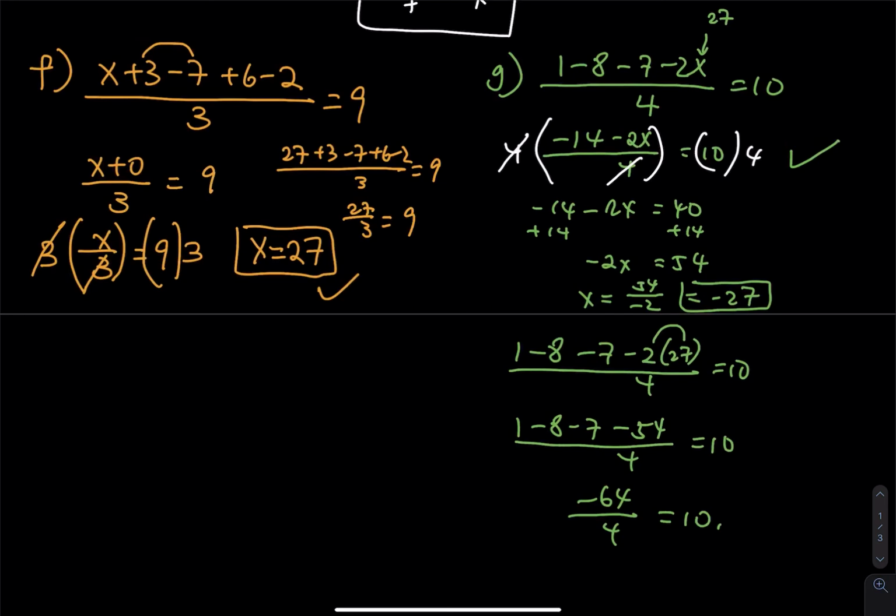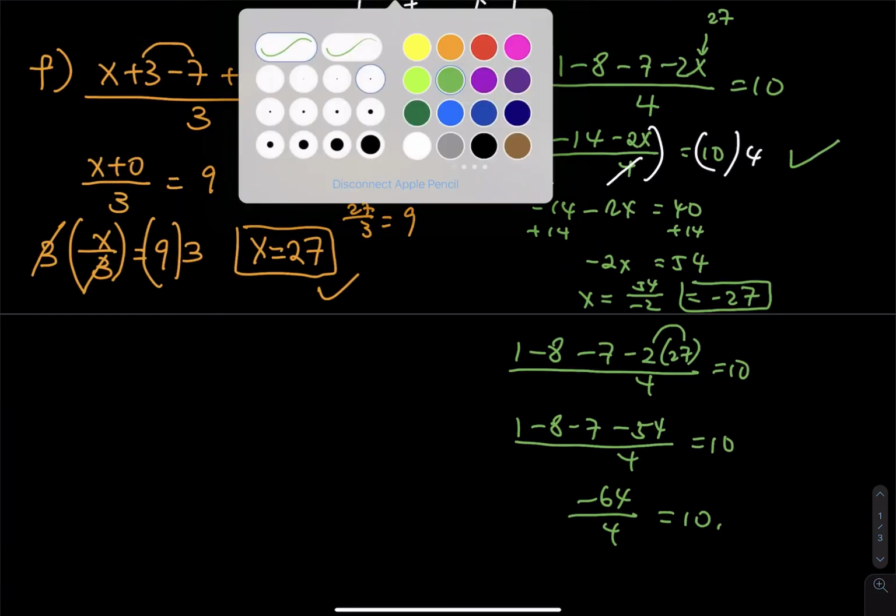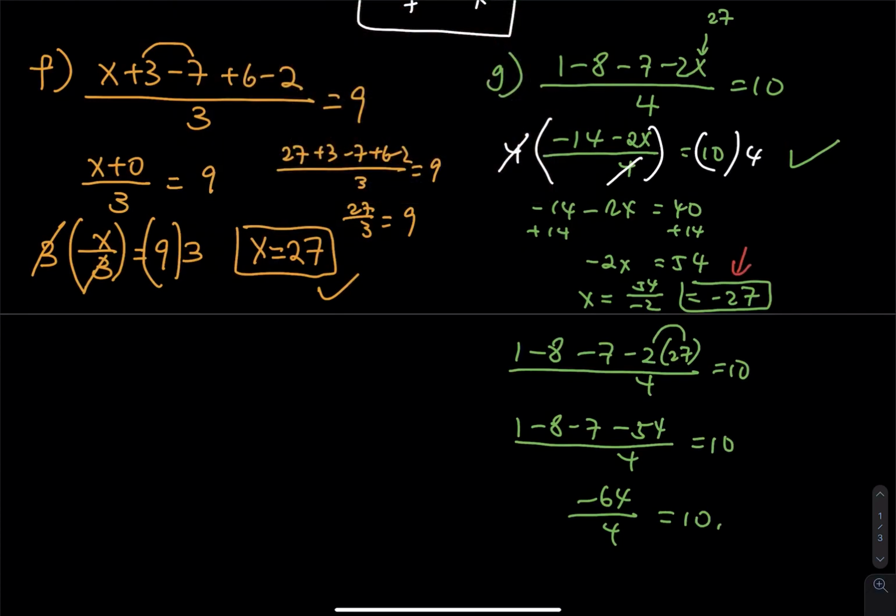Negative 14 equals negative 2x divided by 4, and then you multiply both sides by 4. 40, negative 14, and then 40 plus 14, 54. Don't see a mistake in there. And then 54 divided by negative 2, you have negative 27. And then 1 minus 8 minus 2 times 27. Oh, here is the mistake. Negative 27. So negative 27.